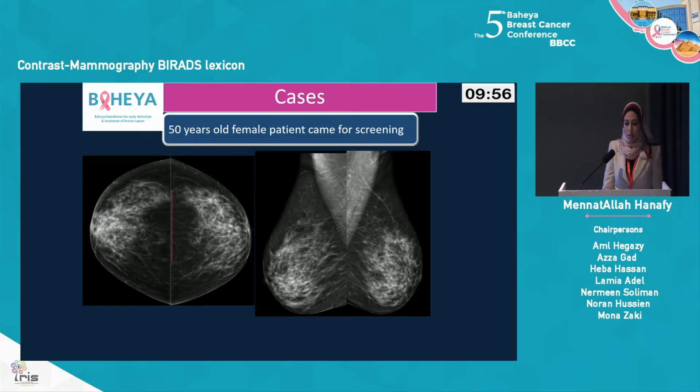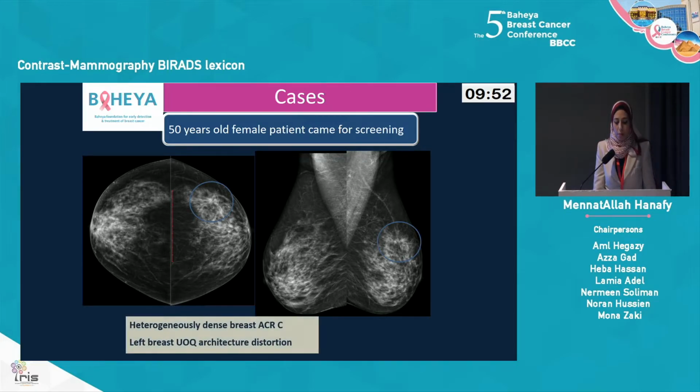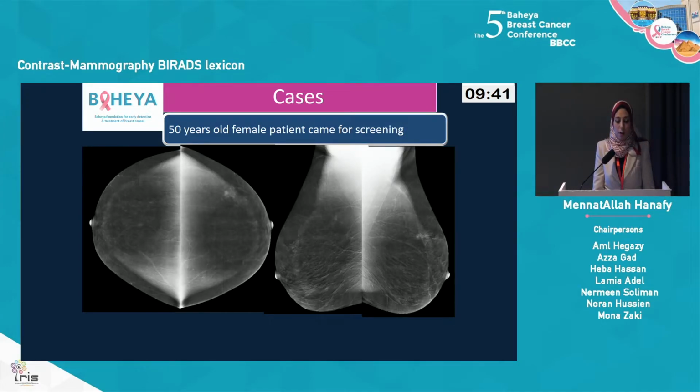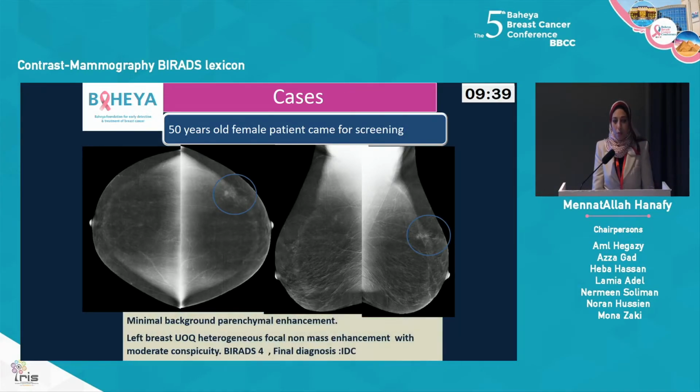Here is a case: a 50-year-old female patient came for screening. Her mammography and low-energy images revealed heterogeneously dense breast, ACR C, with left breast upper outer quadrant architectural distortion. Her recombined images revealed minimal background parenchymal enhancement with left breast upper outer quadrant heterogeneous focal non-mass enhancement with moderate conspicuity, BI-RADS 5. Final diagnosis was invasive duct carcinoma.